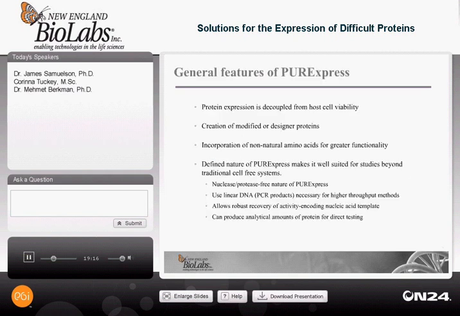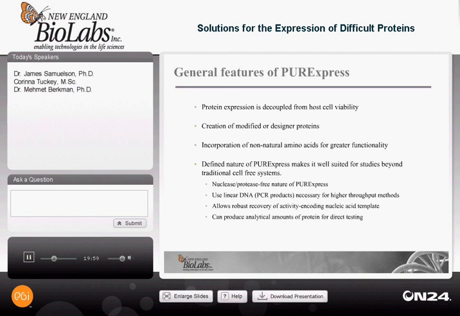So the general features of PURExpress, and other cell-free translation systems, are that protein expression is decoupled from host cell viability. This allows you to explore greater sequence space in studying protein function and design. One can create modified proteins for the study of functional domains or to investigate critical residues in protein function. You can also create hybrid proteins, such as designer proteins for therapeutics and similar studies. Also, being able to incorporate non-natural amino acids allows for greater functionality in protein sequence space.